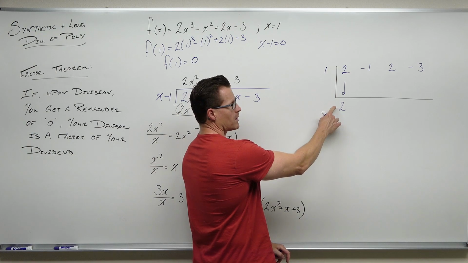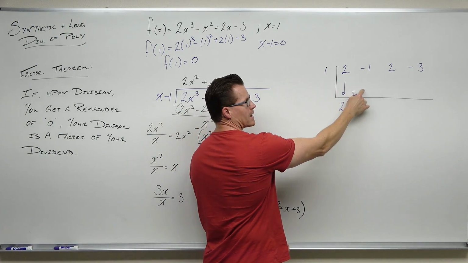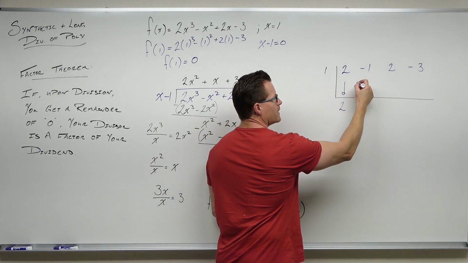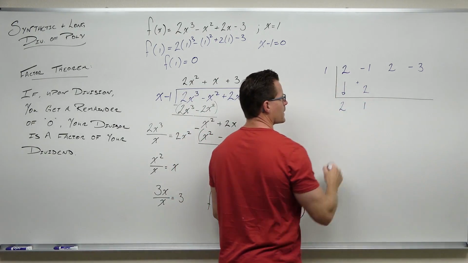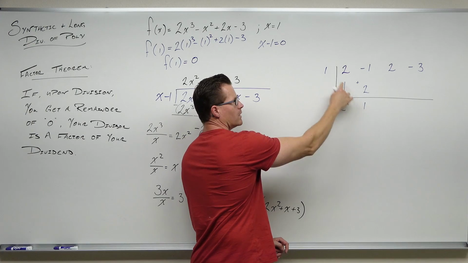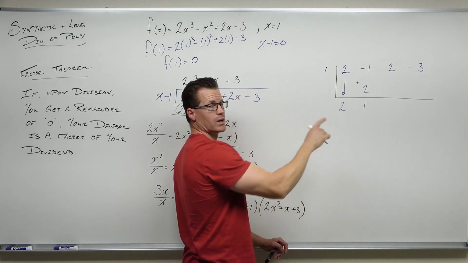I'm going to now multiply 2 times 1. I'm going to put it right here. Then when I add, I'm going to get 1. I'm going to multiply 1 times 1, and I'm going to put it here. 1 times 1 is 1.